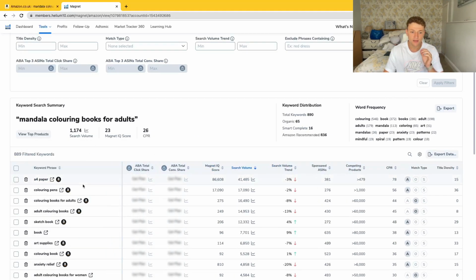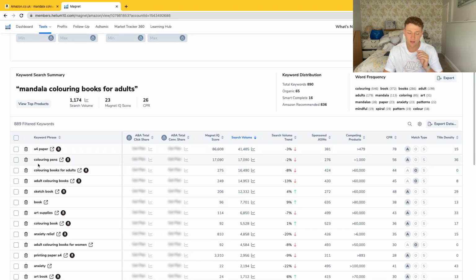But keep making your way down and you can see all of the keywords here that people are going to be typing in and your book could potentially be ranking for. So coloring book for adults, 16,000 in terms of its search volume per month. Now, one thing that's worth knowing here is the 2 main columns I think you should be looking at are the search volume column and also this competing products column. So yes, coloring books for adults is being searched for loads every single month, but there's over 60,000 competing products for this specific keyword. So it's just way too saturated.